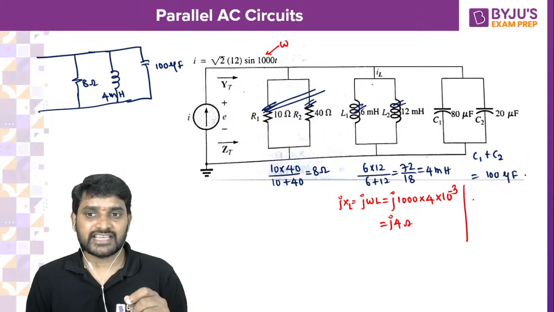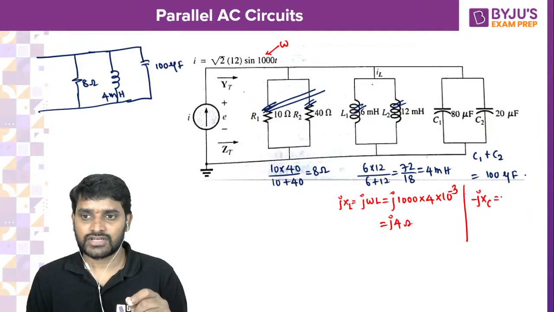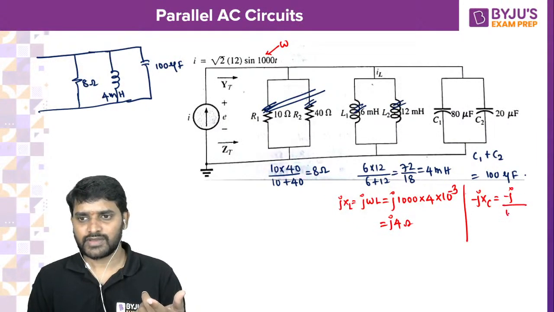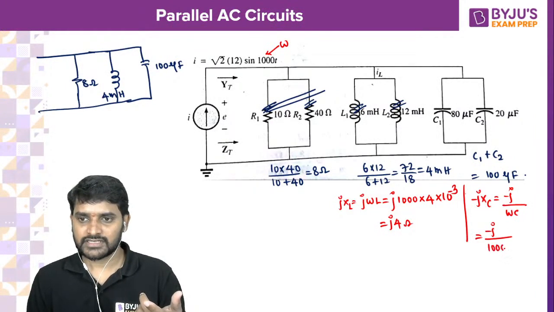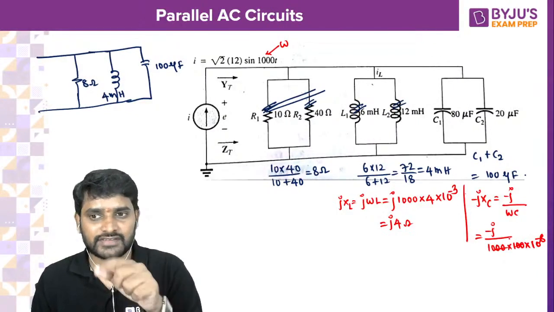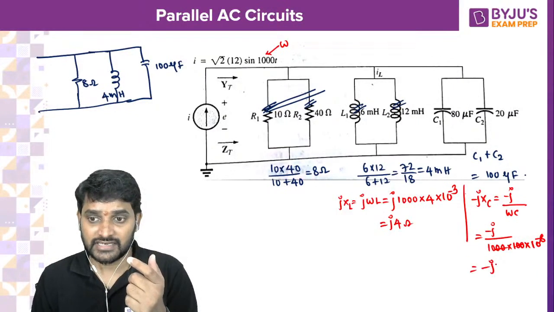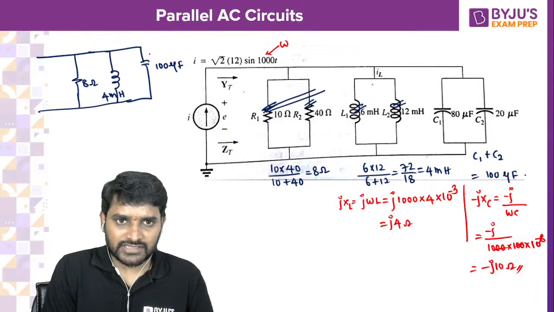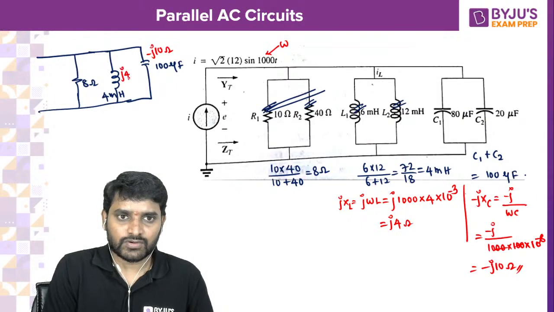Similarly, for minus jXC, you are going to get 1 by j omega C, also you can write minus j by omega C. Omega is 1000, C is 100 micro. So this is 10 to the power of 5 and 10 to the power of minus 1 remains. 10 to the power of minus 1 is 0.1, and if it goes up, this will be 10. So minus j10 ohms you are going to get. You can replace this with minus j10. You can place it as j4 ohms.